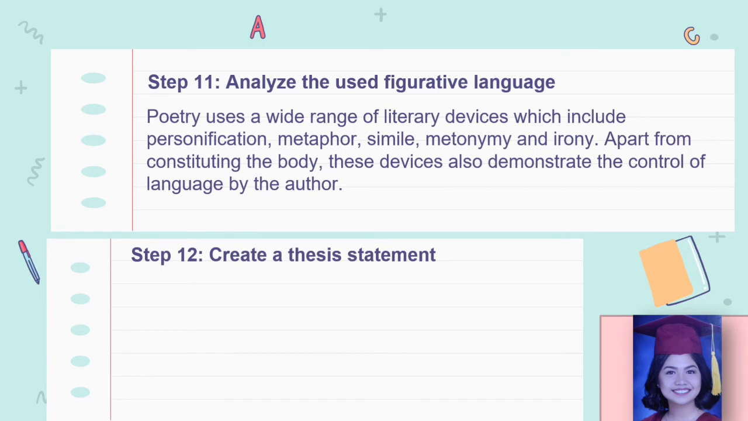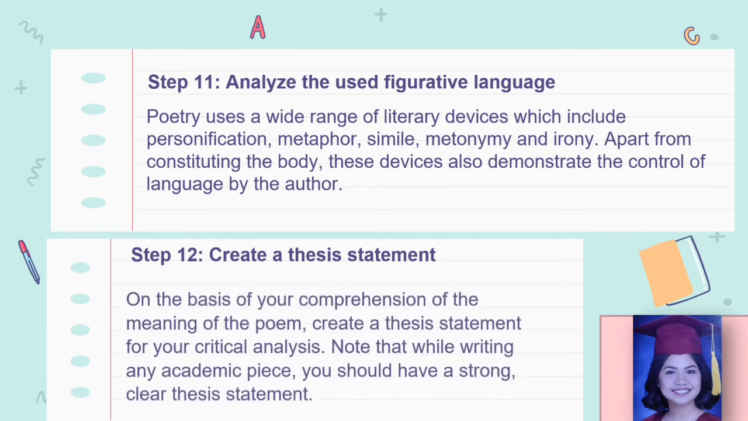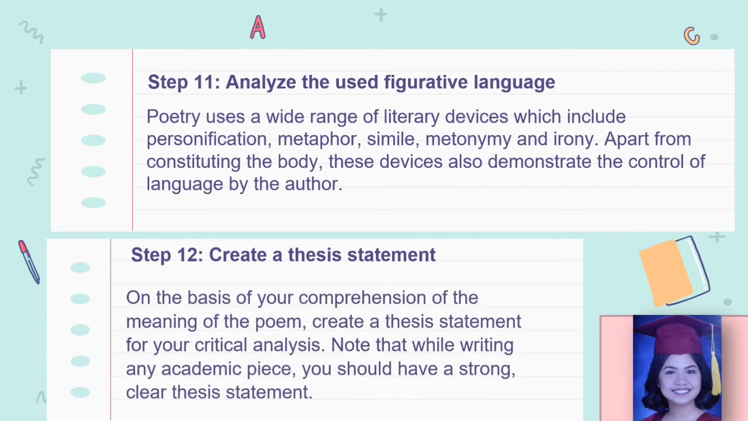Step 12. Create a thesis statement. On the basis of your comprehension of the meaning of the poem, create the thesis statement for your critical analysis. Note that while writing any academic piece, you should have a strong, clear thesis statement.